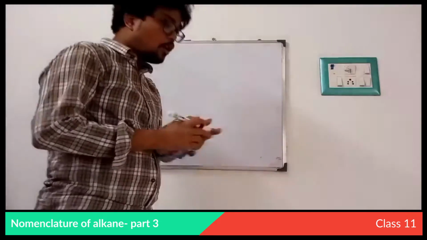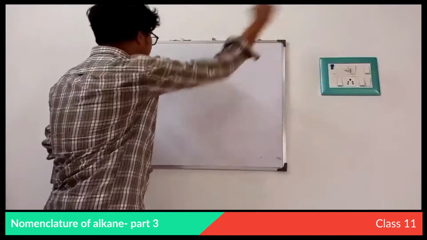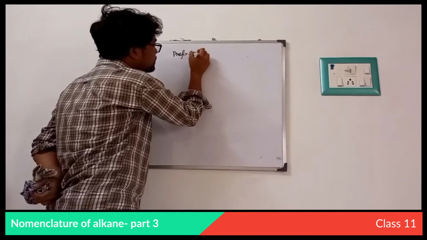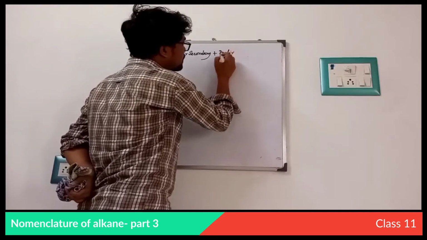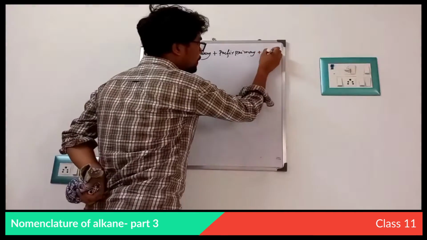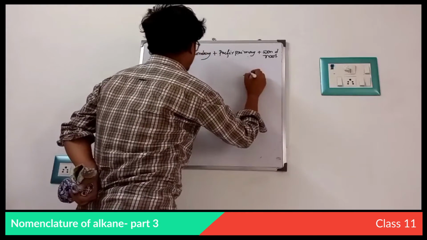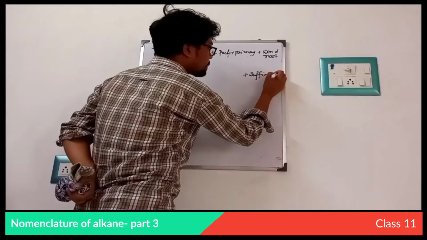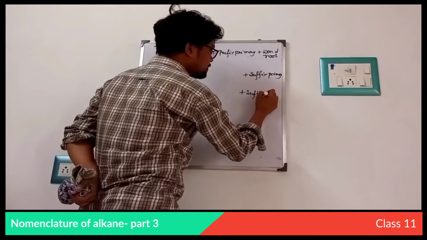Now, what have I taught you about the structure of any IUPAC nomenclature? That is prefix secondary, plus prefix primary, plus word root, plus suffix primary, and the last one is suffix secondary.